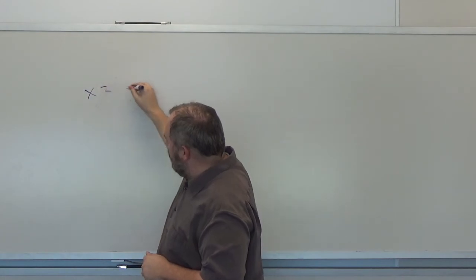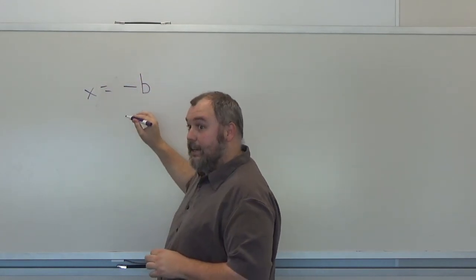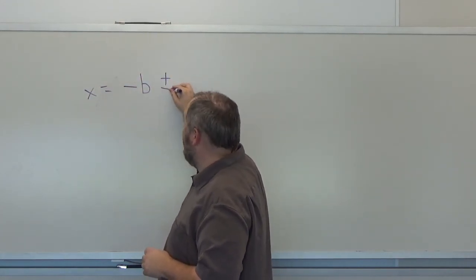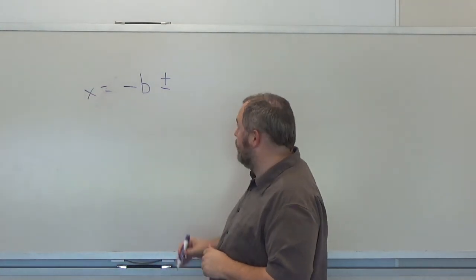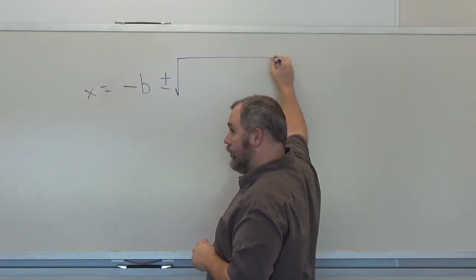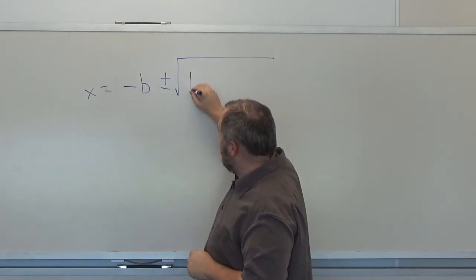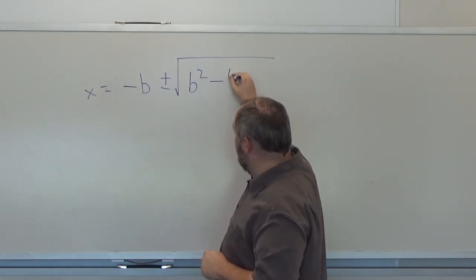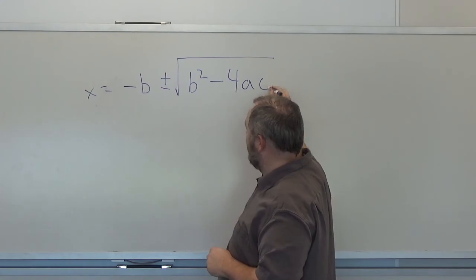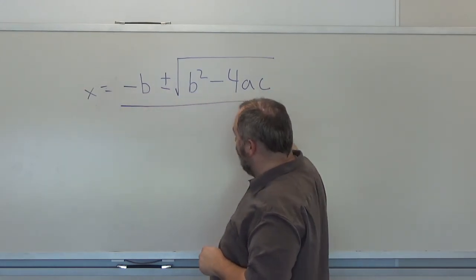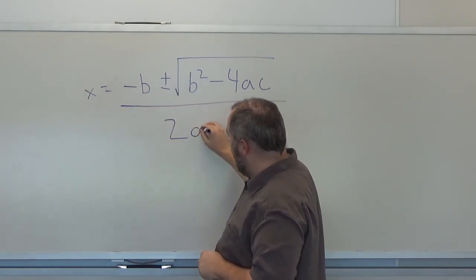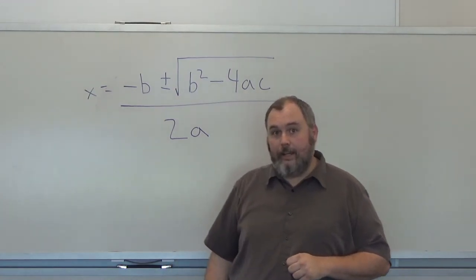X is equal to negative b, plus or minus square root b squared minus 4ac, all over 2a, all over 2a.